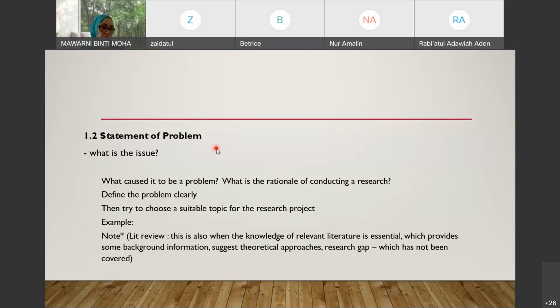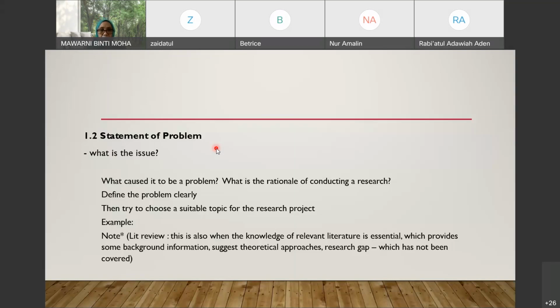1.2 is the statement of problem. This section should include a clear and concise statement of the goal of research. It consists of the issues that require solutions. You do not just do research, talk about the issues and the problems, and then what happened? How would you suggest the solutions? How would you come up with the solution and suggest it in your recommendations?